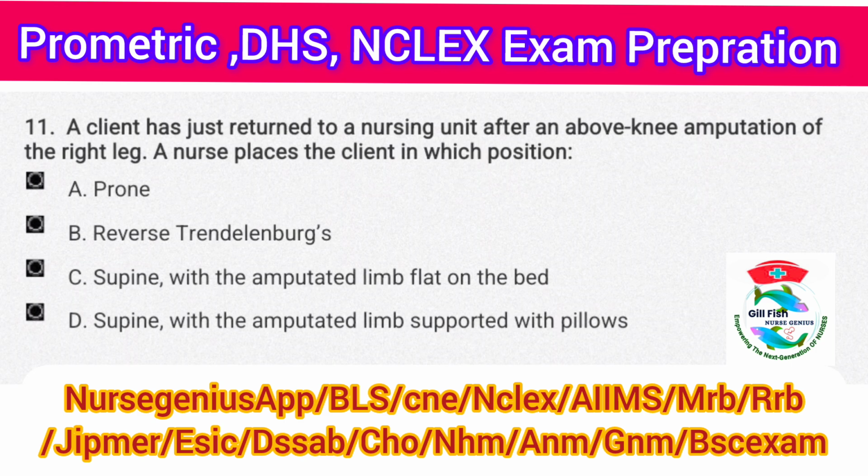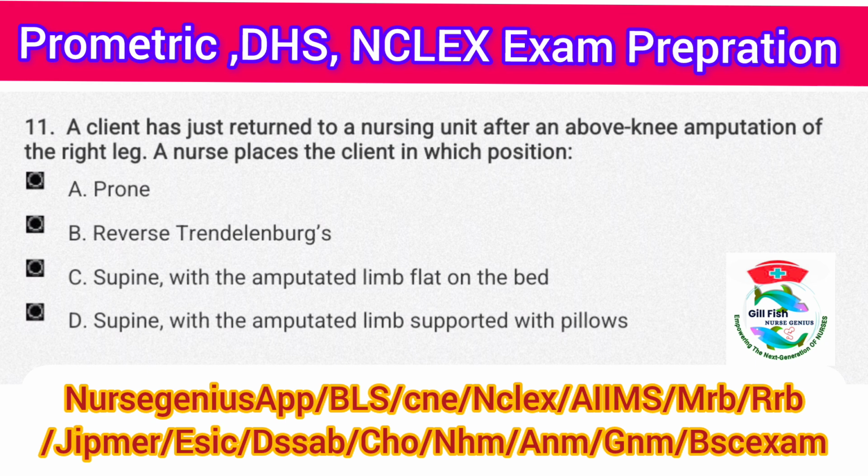A client has just returned to a nursing unit after an above knee amputation of a right leg. A nurse places the client in which position? Option A, prone. Option B, reverse Trendelenburg. Option C, supine with amputated limb flat on the bed. Option D, supine with the amputated limb supported with the pillows.